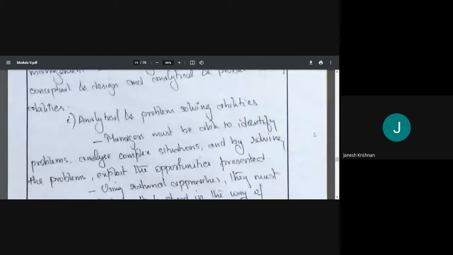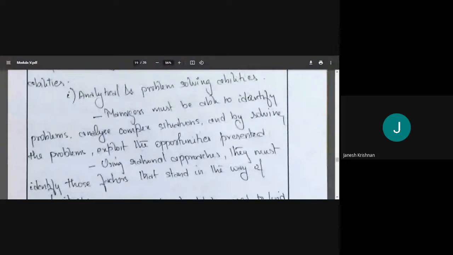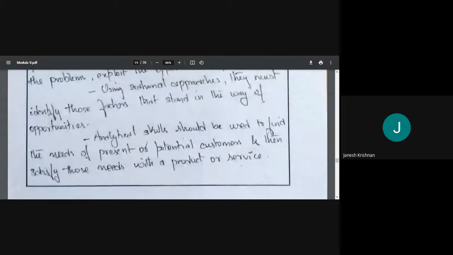Analytical skills basically means analytical problem solving. Whenever a problem is presented before him, a manager should first and foremost be able to identify the problem. Once he has identified it, he should analyze the situation and then try to solve the problem, and the solving should be done in such a way that he can exploit the opportunity. He should see the problem as something that stands in the way of his opportunity. He should use his rational approaches to identify the factors standing in the way of his opportunities. Then, using his skills, he should find out the needs of present and potential customers, and satisfy those needs with a product or service, right?